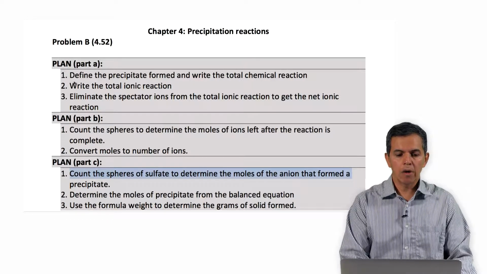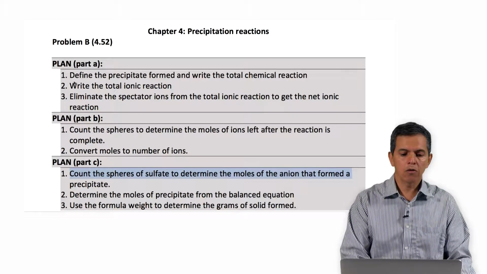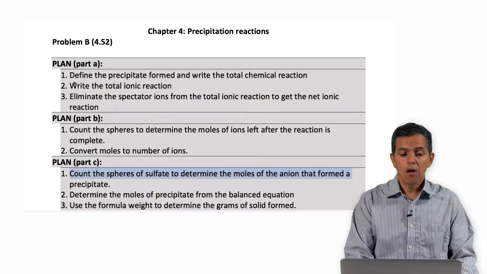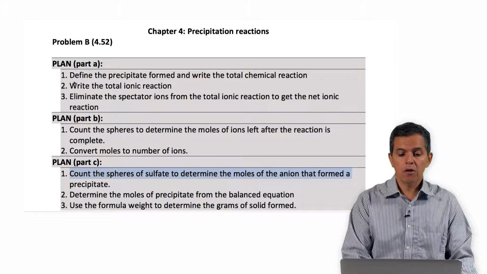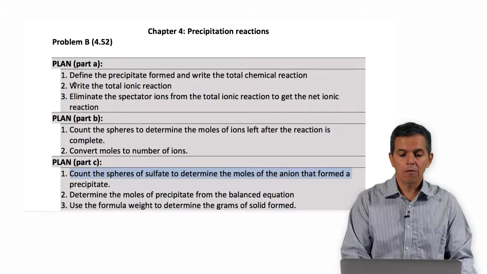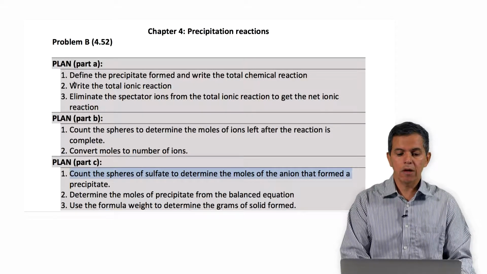And then we are going to convert the moles of ions to number of ions. And for part C, we're going to count the spheres of the anion to determine the moles that have formed in terms of precipitate. From the number of moles of precipitate, we are going to use the balanced equation to calculate the moles, and the formula weight to calculate the grams of solid that has been formed.